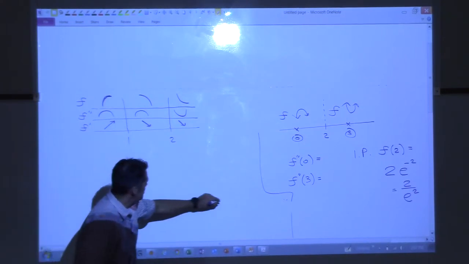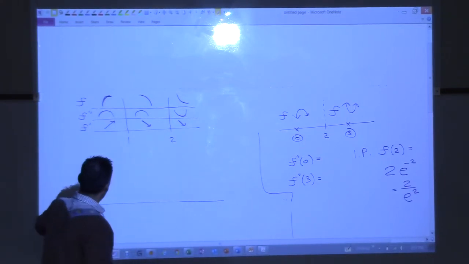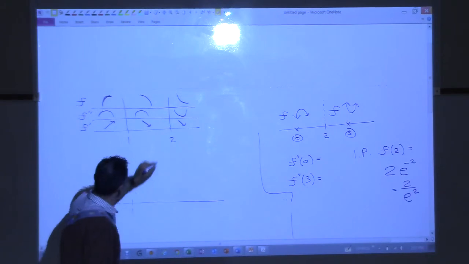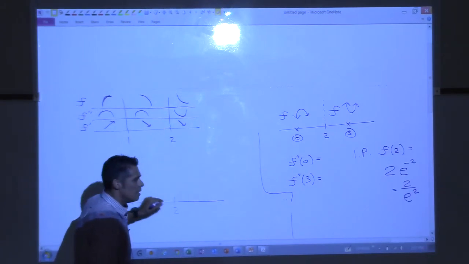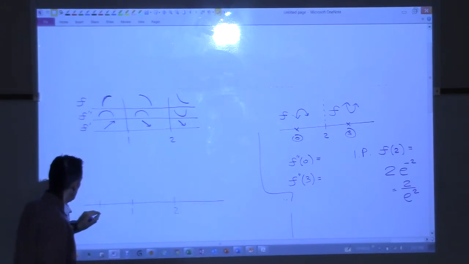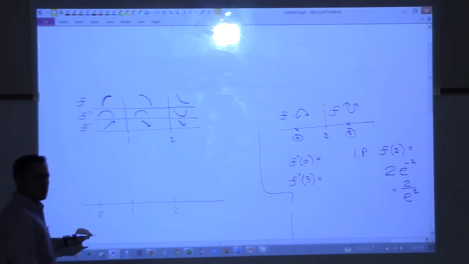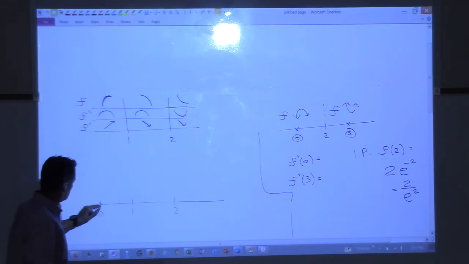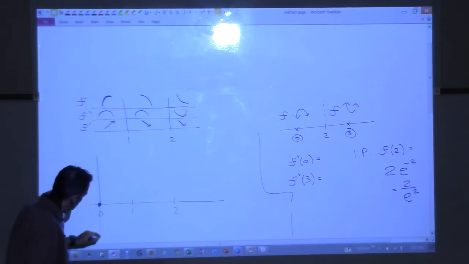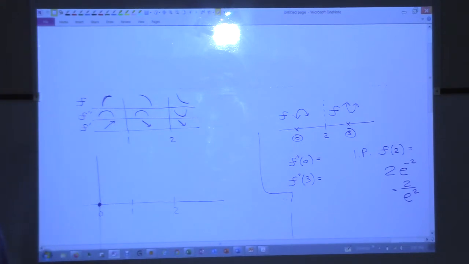Okay, below this, 1, 2. And I'm also going to put 0. Why am I going to put 0? Because that was one of my x-intercepts, wasn't it? Okay, 0 here. Here's my y-axis.